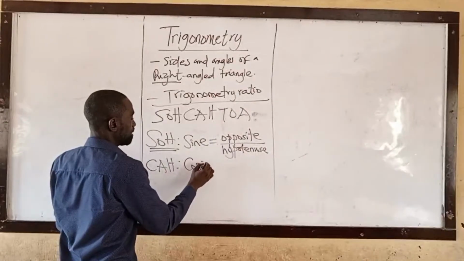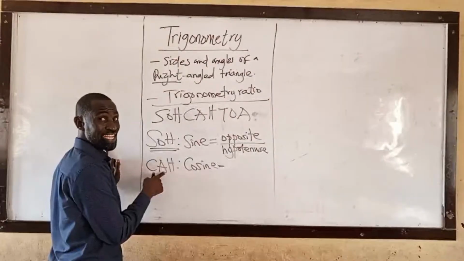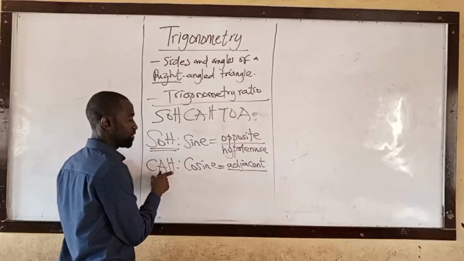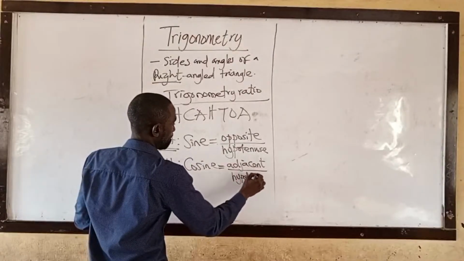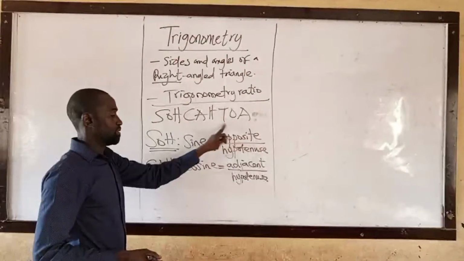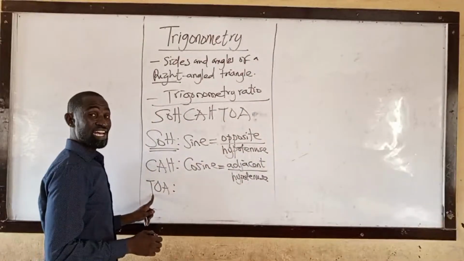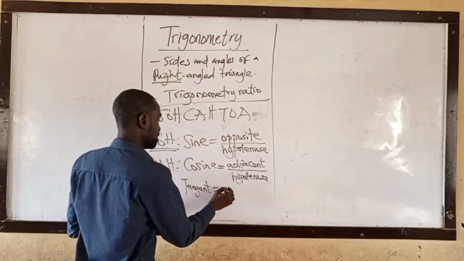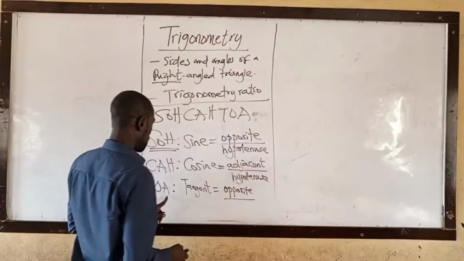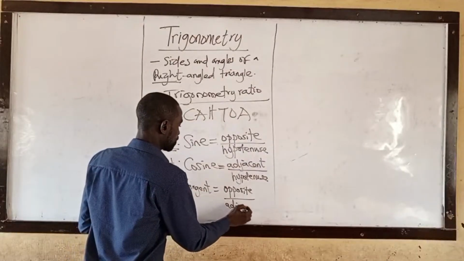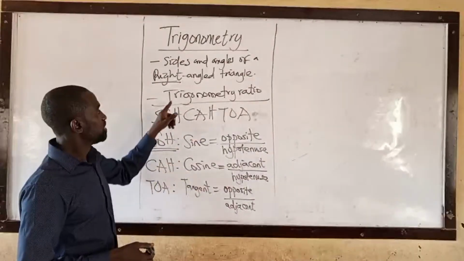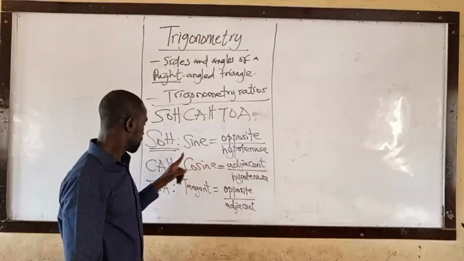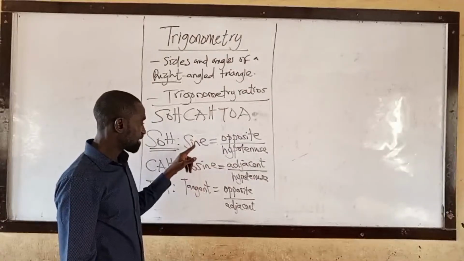What about CAH? CAH means cosine, C equals to A, adjacent, all over H, hypotenuse. Then the last one, TOA. T stands for tangent, equals to O, opposite, over A, adjacent. These are the trigonometry ratios. So it means we have sine, cosine, and tangent. These are the three ratios.